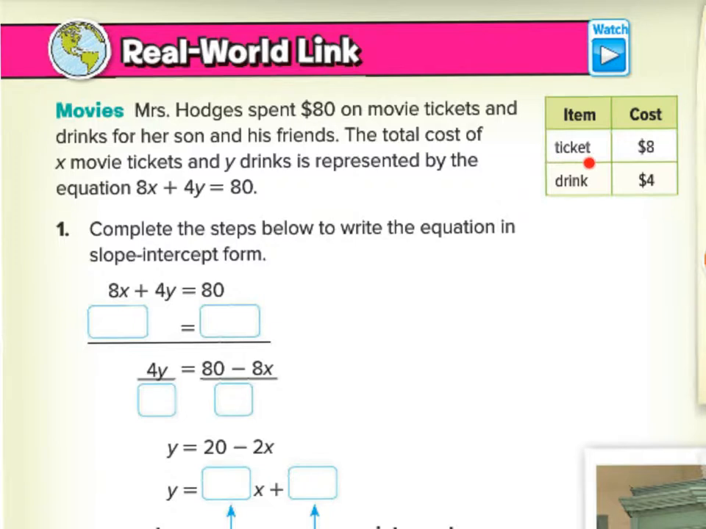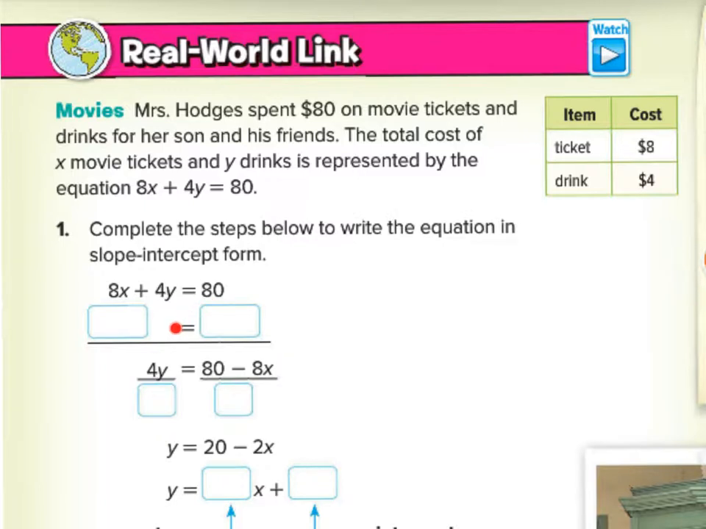You can see here that the tickets are $8 and the drinks are $4, but we don't know how many people there are in total. It just says her son and his friends. Okay. Complete the steps below to write the equation in slope-intercept form. So we have 8x plus 4y equals 80. We're going to multiply the number of tickets we bought times 8 because that's how much it costs, times the number of drinks we bought times 4 because that's how much each one costs. And that gives us $80.